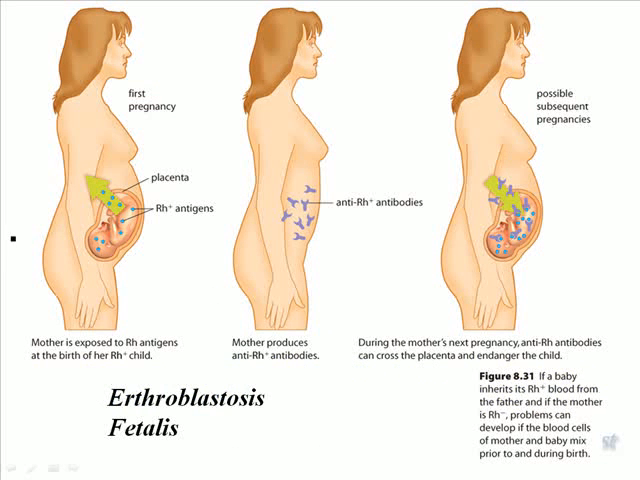Now, when we're talking about the Rh factor, it's called erythroblastosis fetalis. What this is: if you have a baby that's Rh positive and a mother who's Rh negative, when the baby's born, the mother's exposed to the Rh positive blood and develops Rh antibodies. Now this normally only happens at birth.